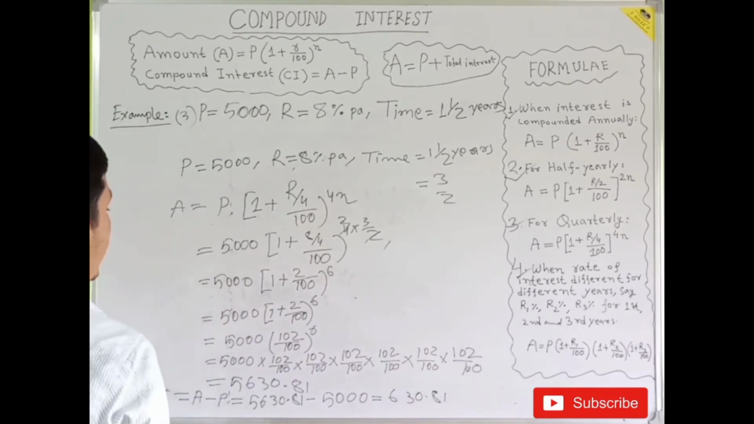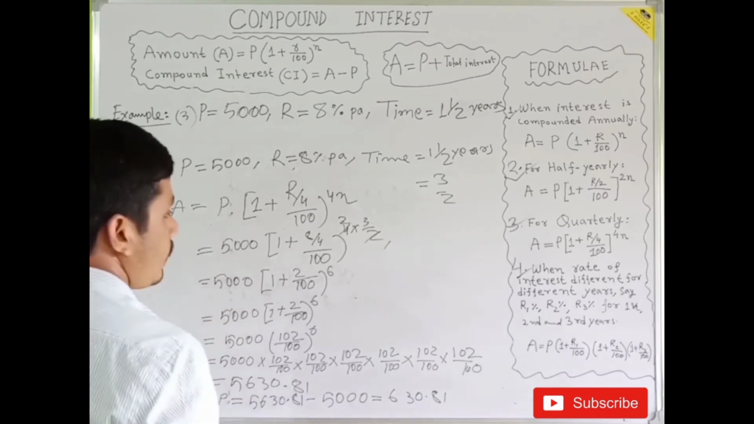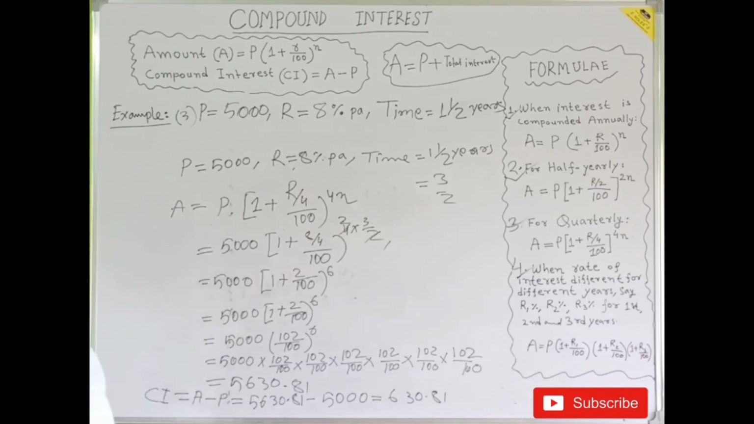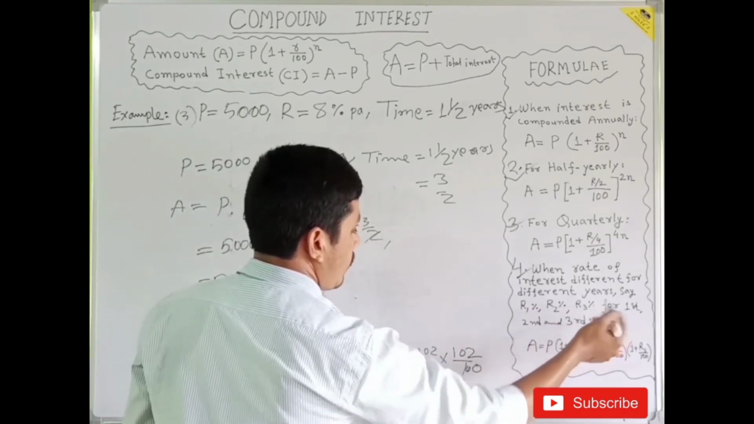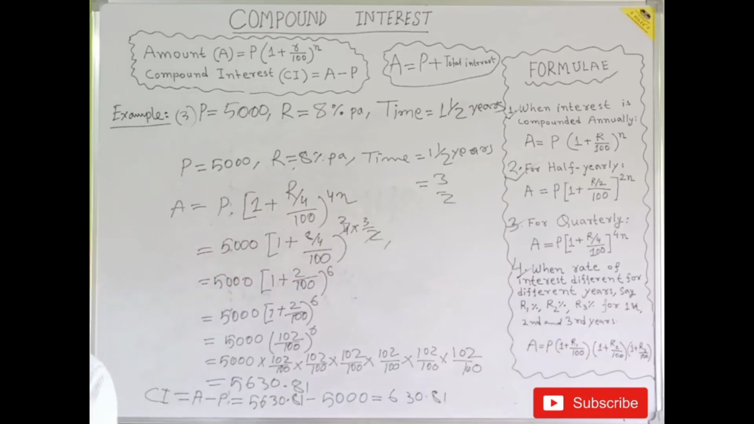Okay, already we have learned how we calculate compound interest annually, half yearly and quarterly. If the rate of interest is different for different years, like R1, R2, R3 for the first year, second year and third year, then how do we calculate compound interest? It is explained with the help of example number 4.